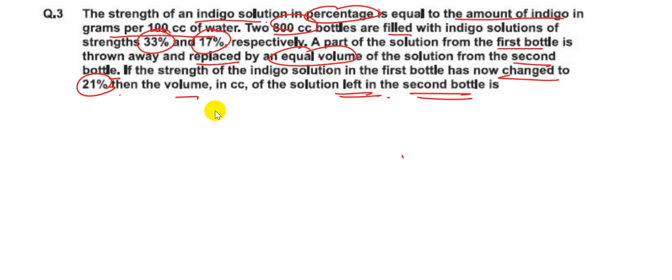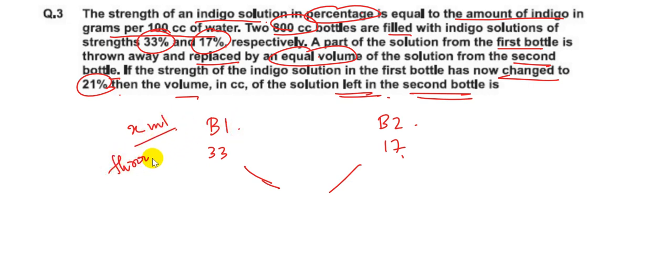So that means we can say that for bottle 1 and bottle 2, the strengths of the solutions are 33 and 17, and let's say x ml of solution from bottle 1 is thrown away and replaced with an equal volume from the second bottle, and by doing that the solution strength comes out to 21.